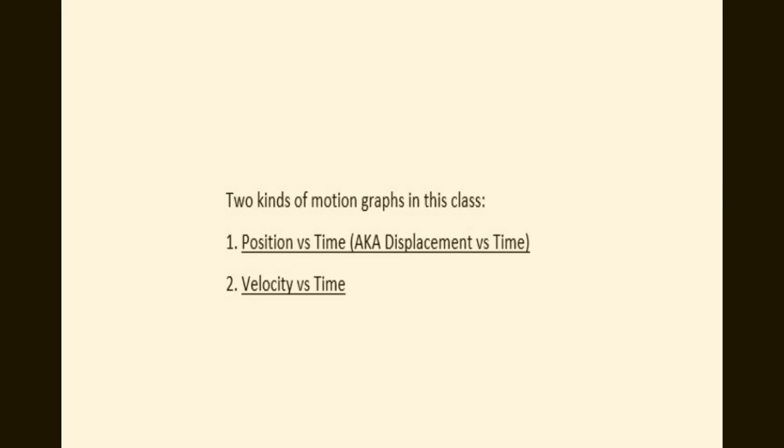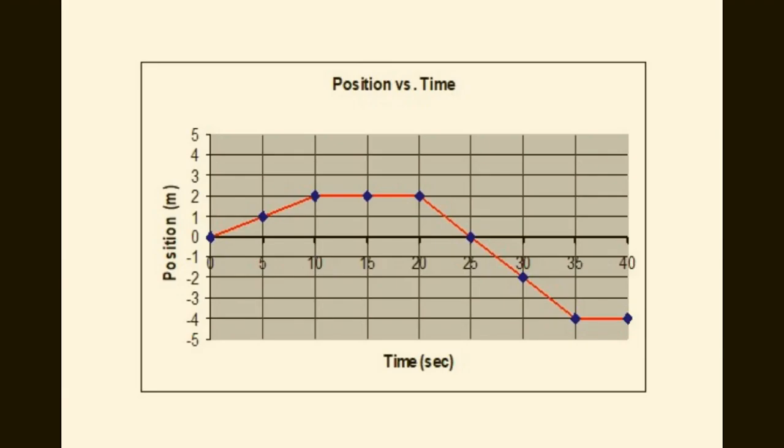We are going to study two kinds of motion graphs. The first one being position versus time, also known as displacement versus time, and the second one being velocity versus time. The first type of graph that we will look at is the position versus time graph. Notice that position in meters is on the y-axis and time in seconds is on the x-axis. But on this graph, there is an extension of y-axis below 0, and the values are negative. This is not different from the negative values you've learned about in math. We will look at the graph in sections after learning about what the slope of a position versus time graph tells us about the motion of an object.